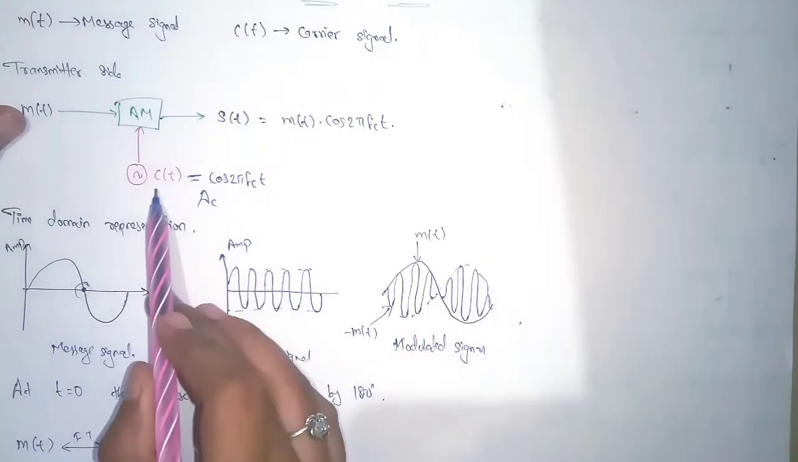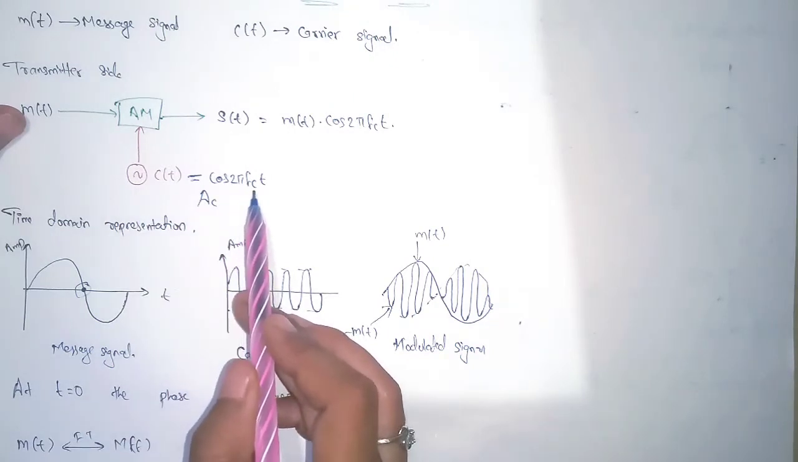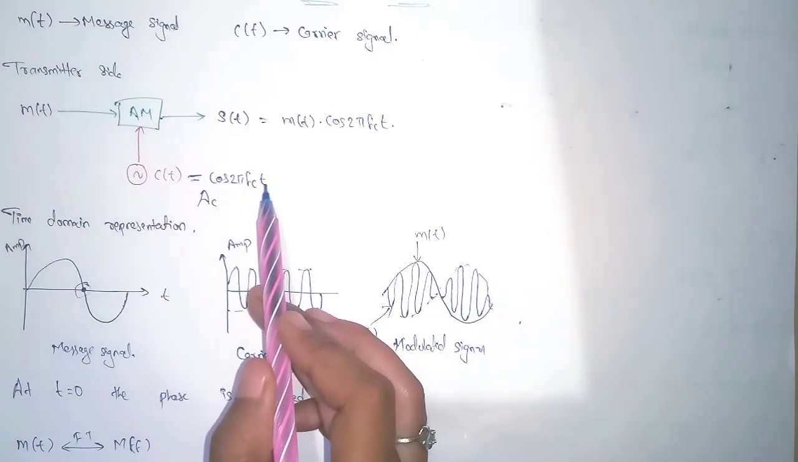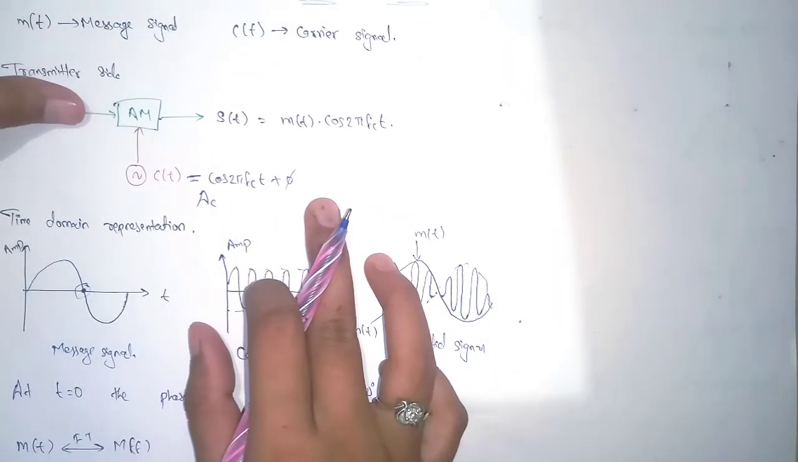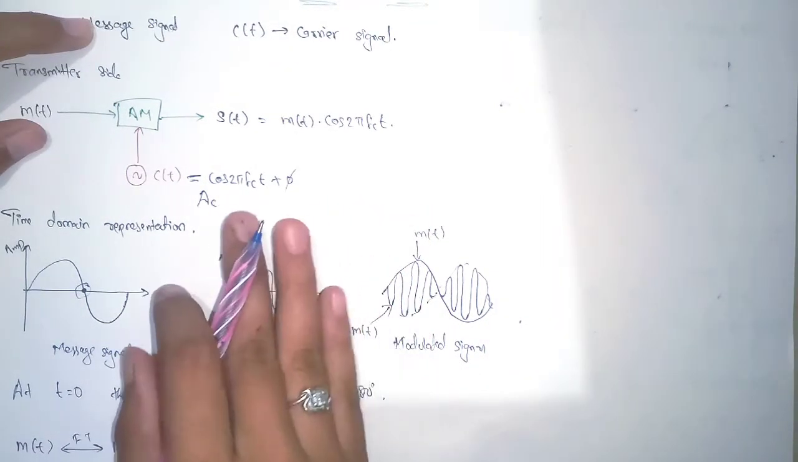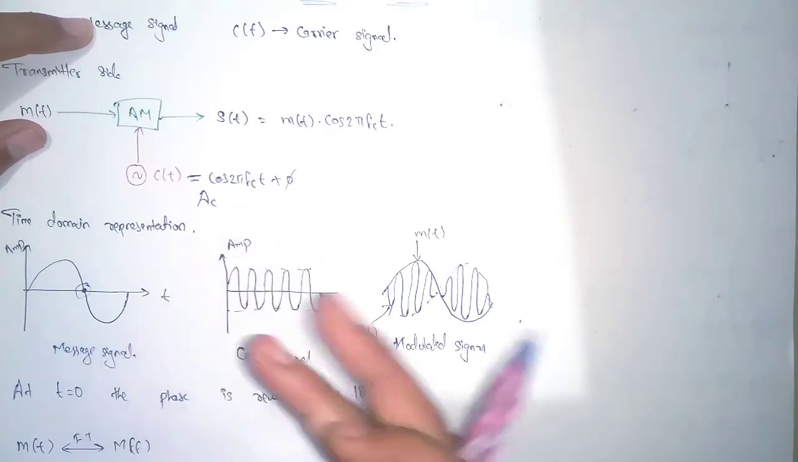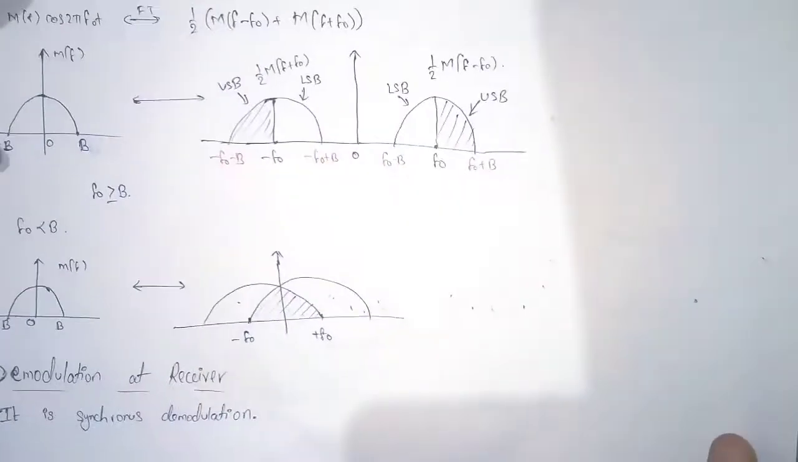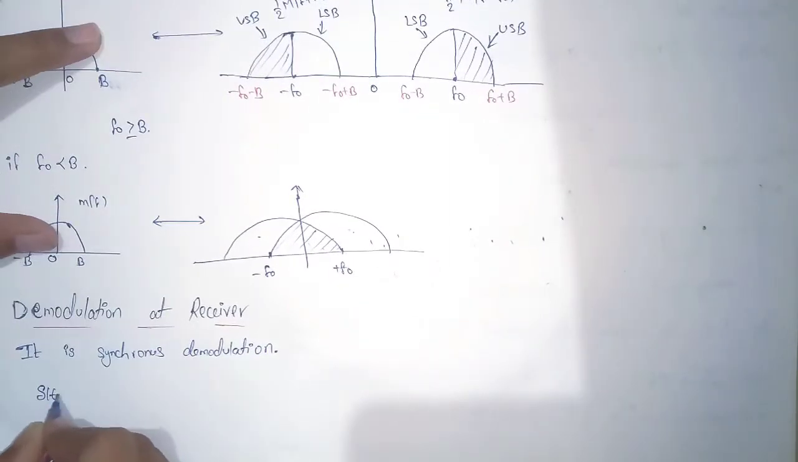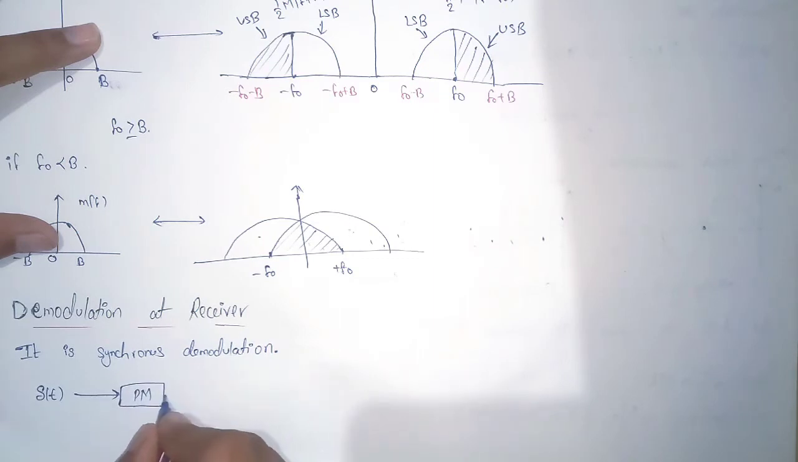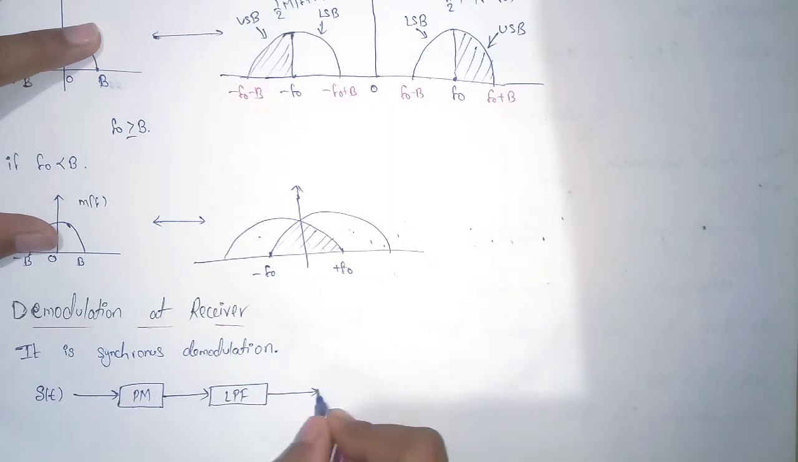As we can see, the carrier signal is Ac cos 2 pi fc t and the phase is 0. The phase is represented by plus phi, but here the phase is 0. So this carrier signal is the same carrier signal which we will use for demodulation. Let's draw the block diagram for demodulation here. This is the DSB-SC signal that we will give to the product modulator, and then this signal will be passed to a low pass filter, and then we will get the original signal, or you can say half of m of t.